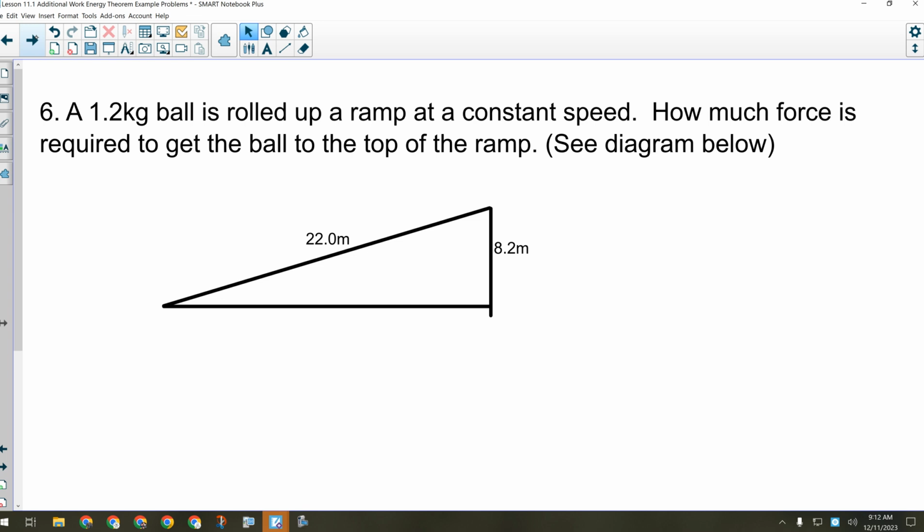kinetic energy. If you're rolling it up a hill, you are changing the potential energy because it's getting higher. But by telling you it's moving at a constant speed, they're telling you you are not changing its kinetic energy.